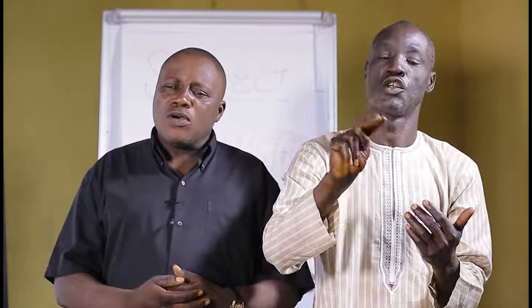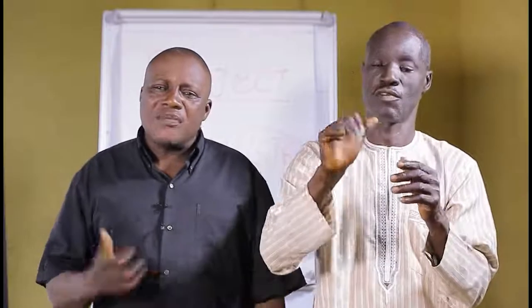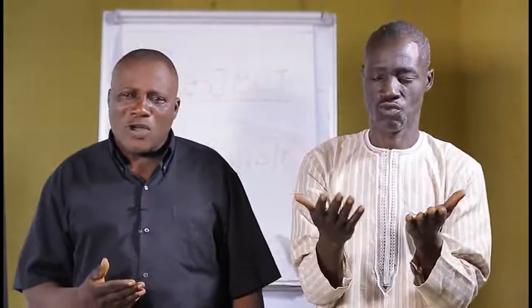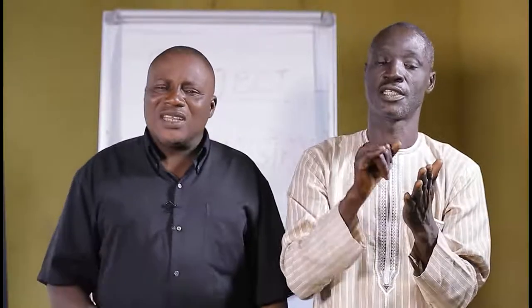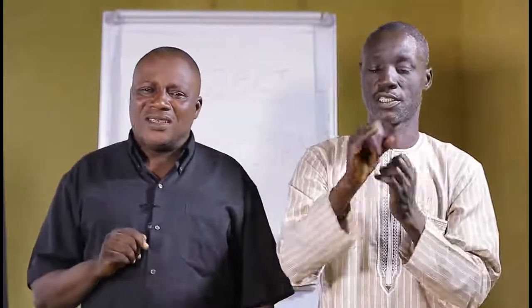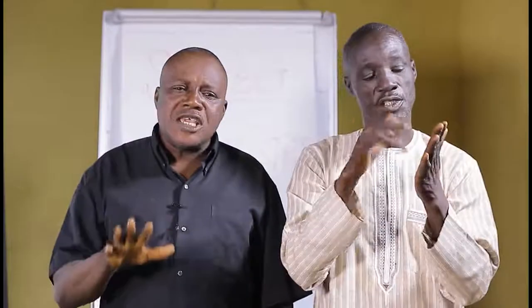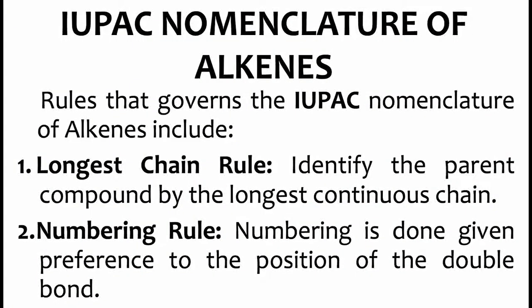Now, IUPAC nomenclature. Whenever we have compounds of alkenes, how do we name them according to IUPAC? What do I mean by that? It is a system that is internationally recognized, stating the way compounds should be named in organic chemistry. We are guided by these rules.